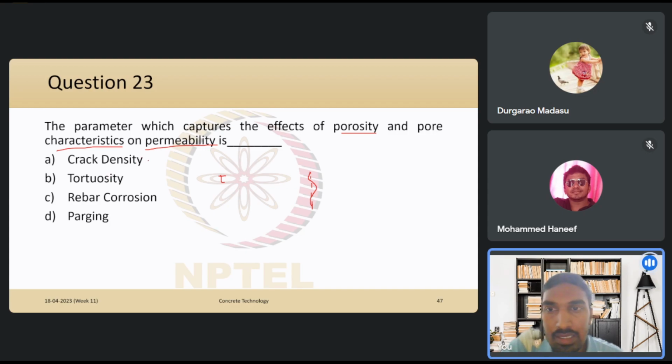Crack density is not related to your permeability, and corrosion is also not related. Parging is generally for a smooth finish. When you want to have a smooth finish, you create a surface with mortar, a cement base. That is what we generally call parging. So this is also not related to your permeability. It is only tortuosity which is the parameter that captures this. So the right option is B.